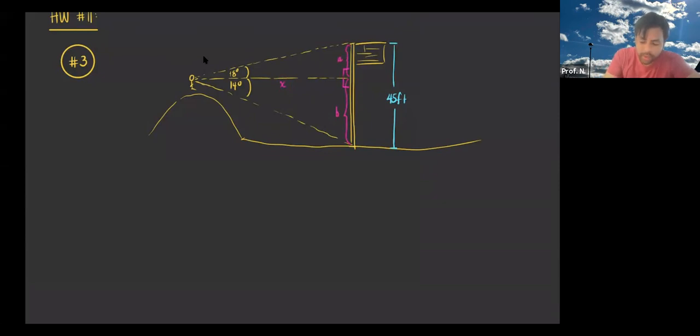We know for a fact, we know that what? We know that A plus B equals 45. That's what we know, right? We know that this side, whatever that is, plus this side, whatever that is, has to add up to 45 feet. Now what we're going to do is look at each triangle individually, okay?